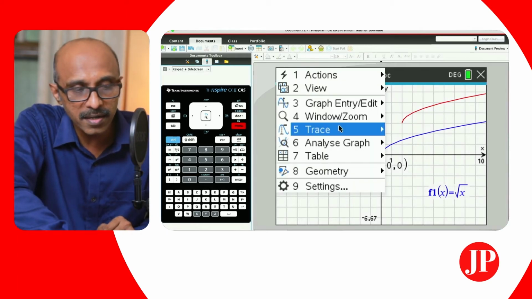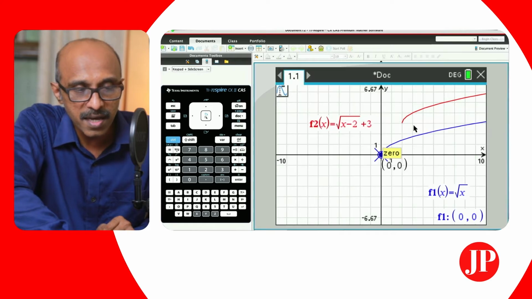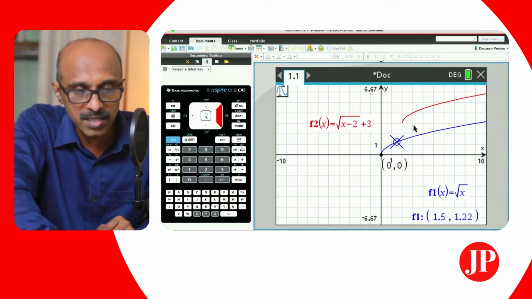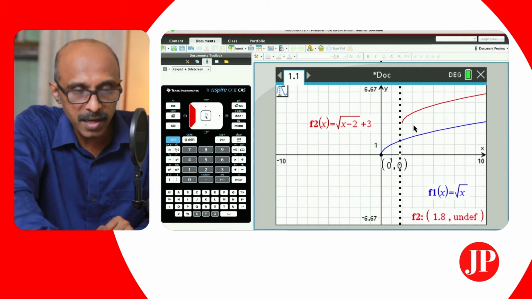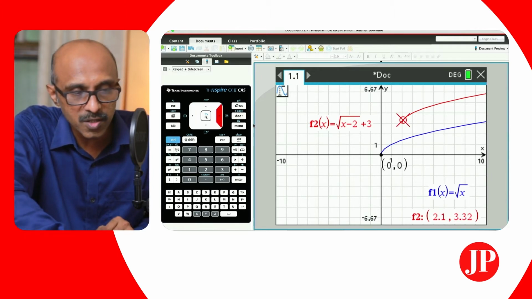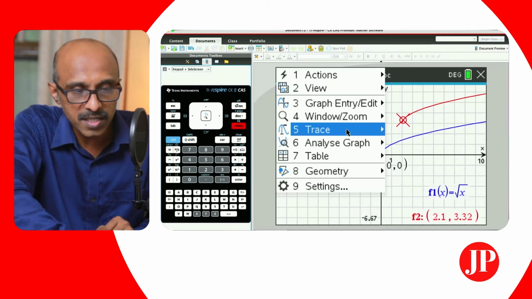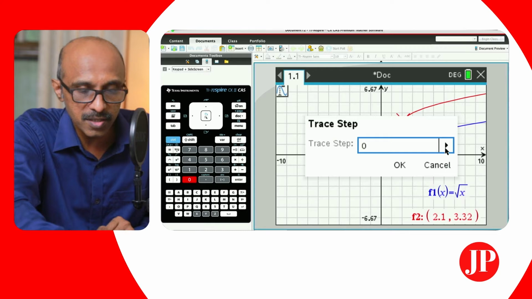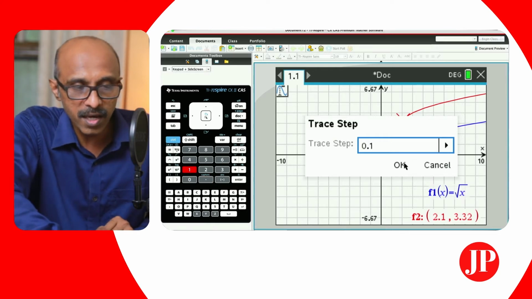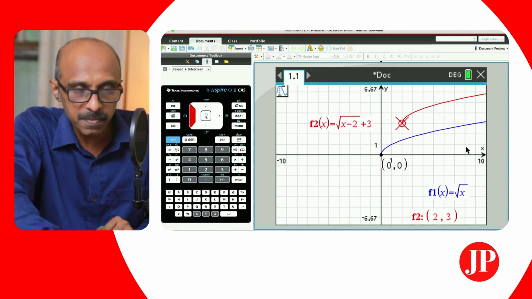So let's go and use graph trace, and we are on the blue graph. So let's just come here, and I'll just jump to the other graph, and when I come back, it's undefined because of the step size. So let me just go and change the trace step. I don't want it automatic, but something like 0.1, and I'll say okay. And now I can back up, and there you go.